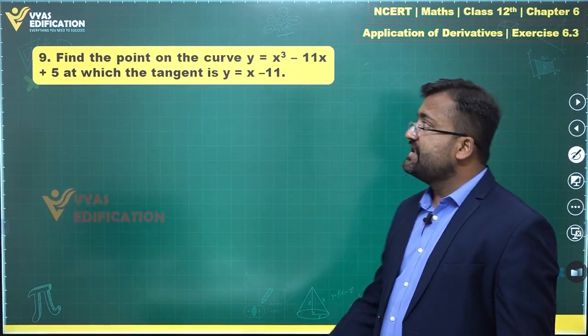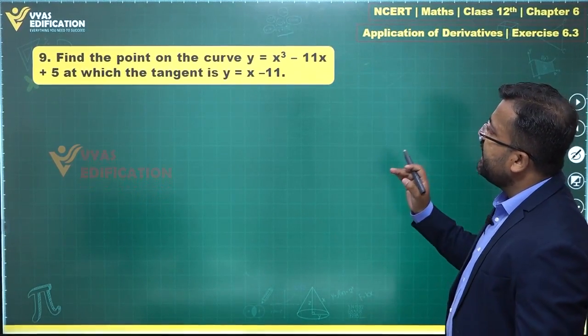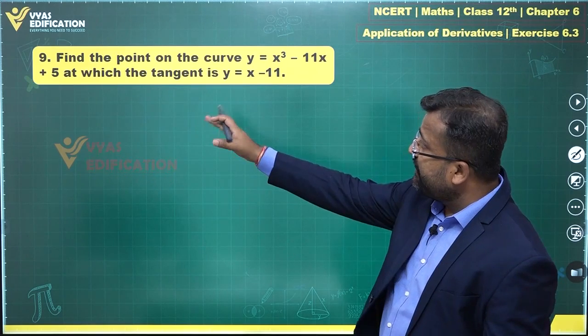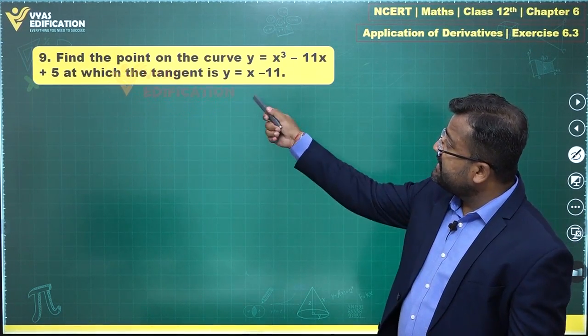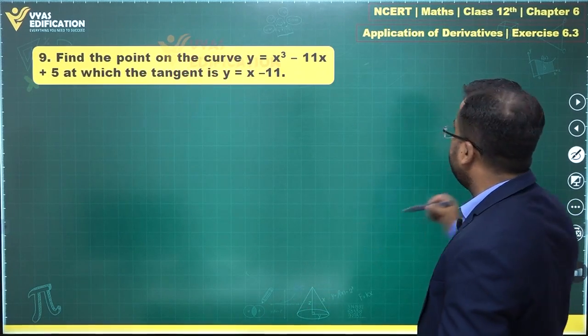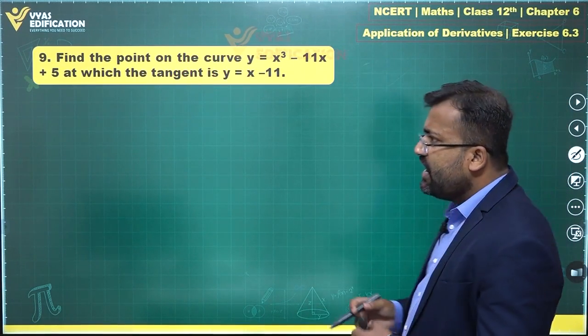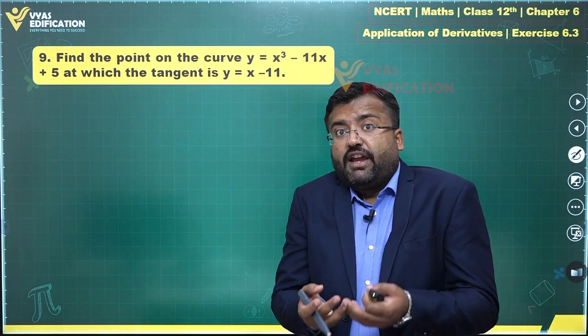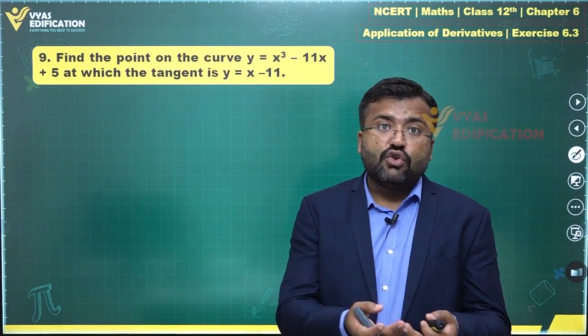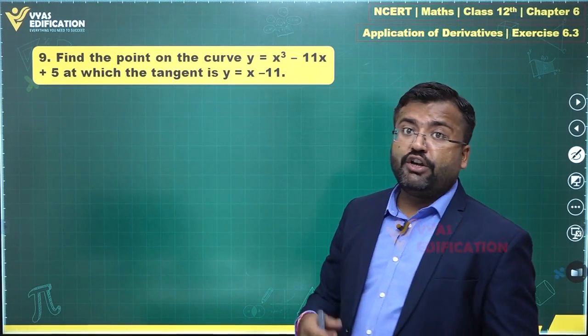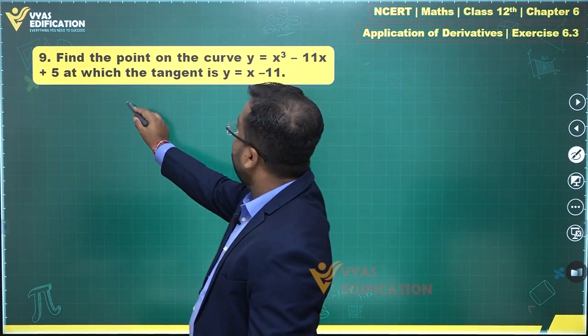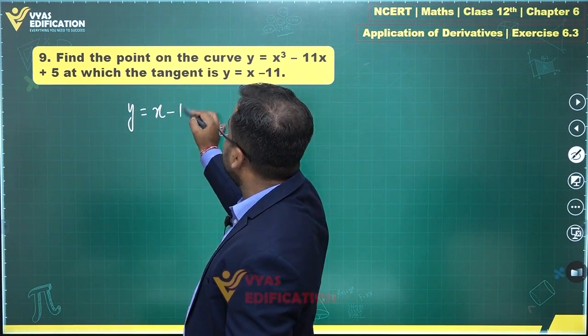Question number 9 says, find the point on the curve y equals x cube minus 11x plus 5 at which the tangent is y equals x minus 11. Once again, when we are given the tangent, inherently we are given the slope of the tangent, on the basis of which we can easily find the point on this curve, right?